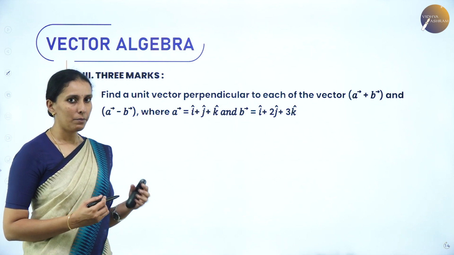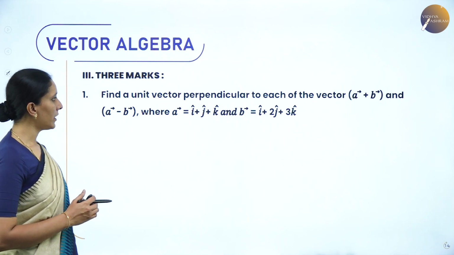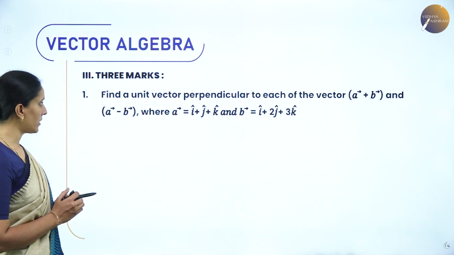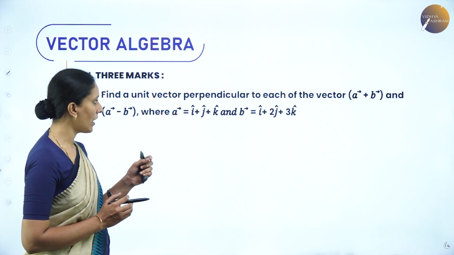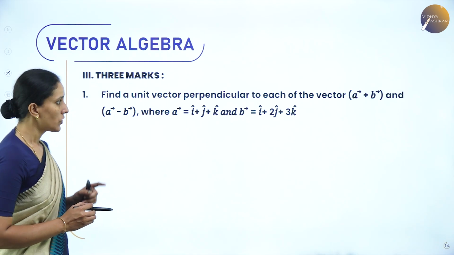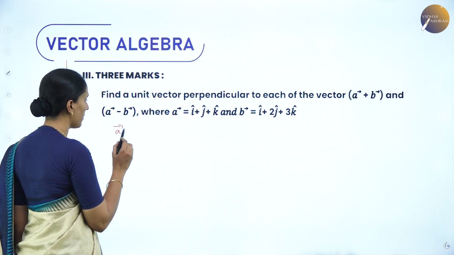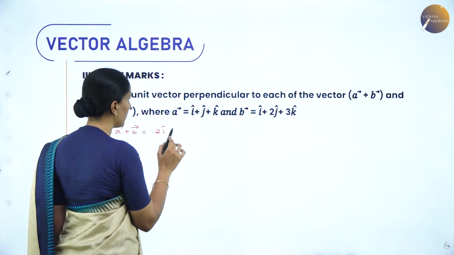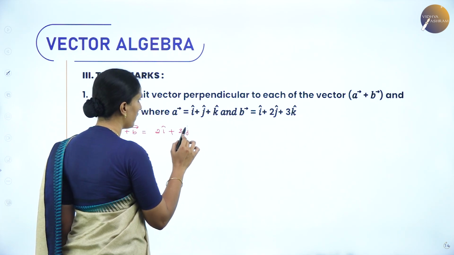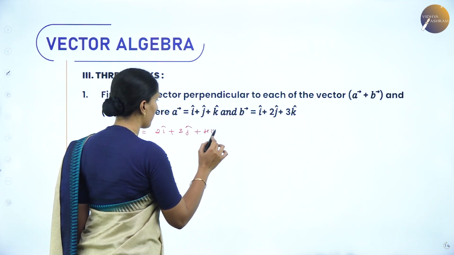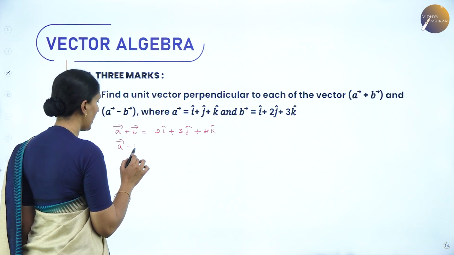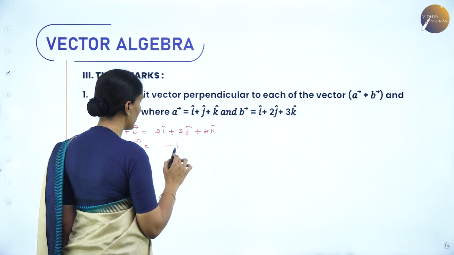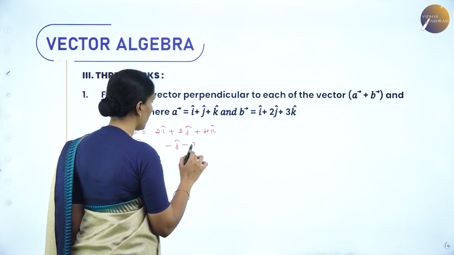So, next we will move on to 3 mark questions. Find a unit vector perpendicular to each of the vector A plus vector B and vector A minus vector B, where vector A is i, j, k and B is i plus 2j plus 3k. So, let us find A plus B. Adding these two vectors, i plus i, 2i, j plus 2j, 3j, k plus 3k, 4k. And let us find vector A minus vector B. i minus i, 0, j minus 2j, minus j, k minus 3k, minus 2k.